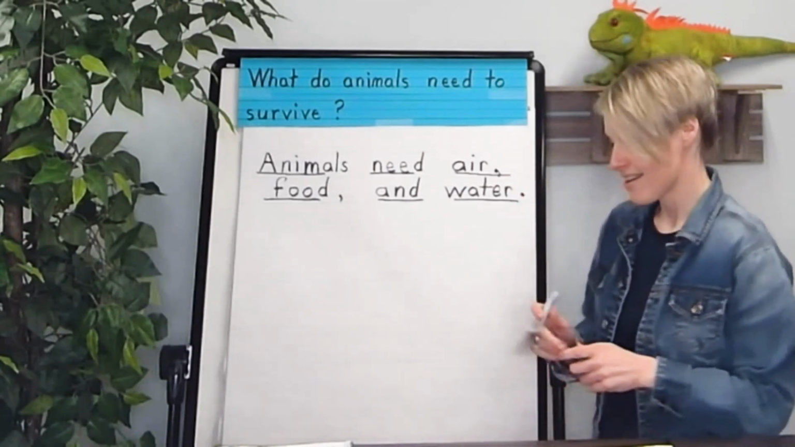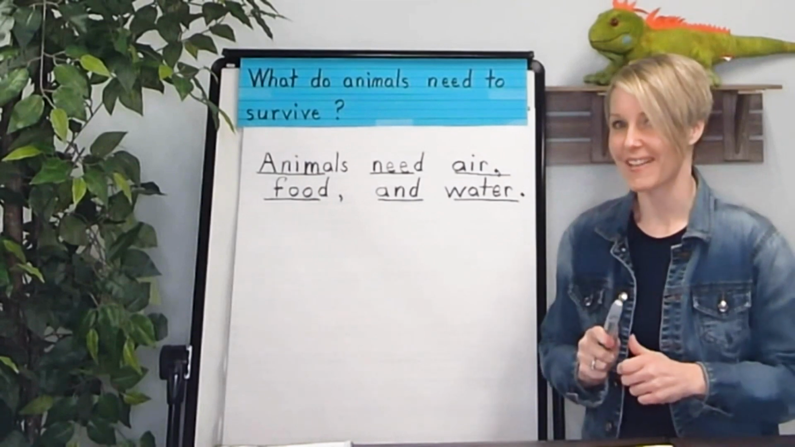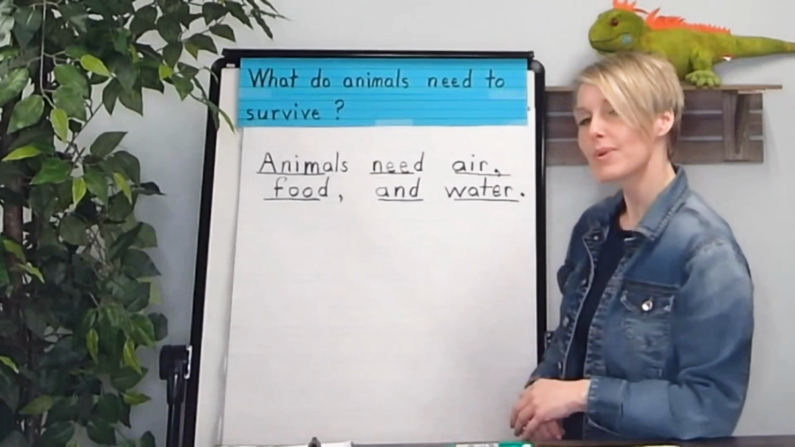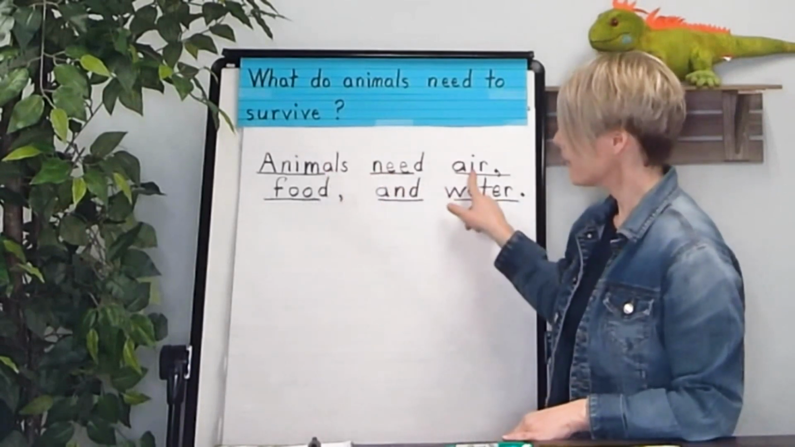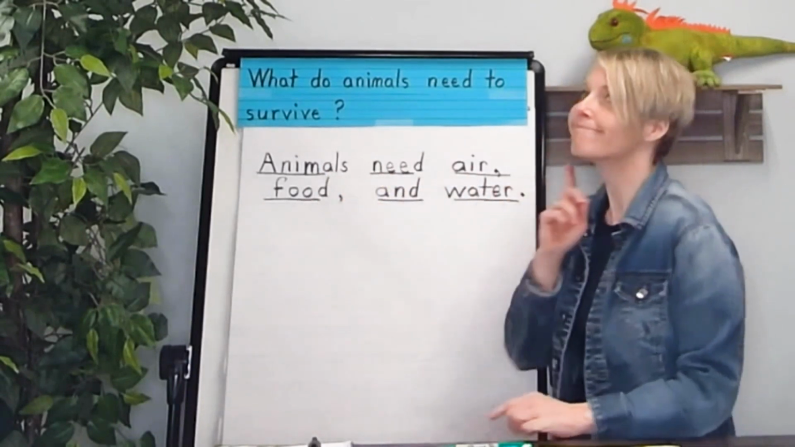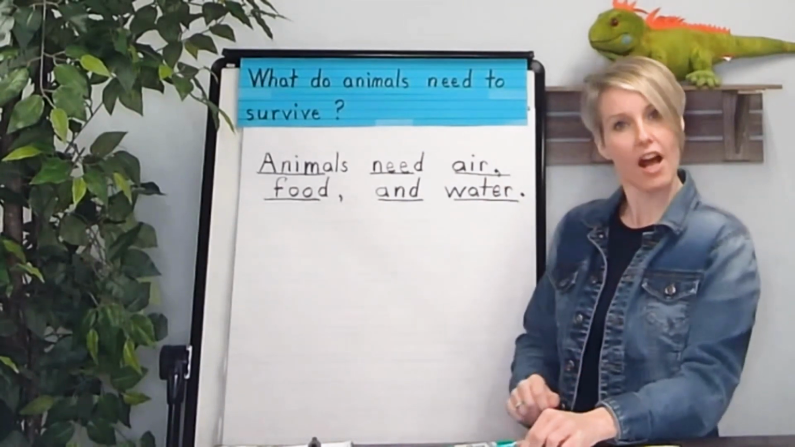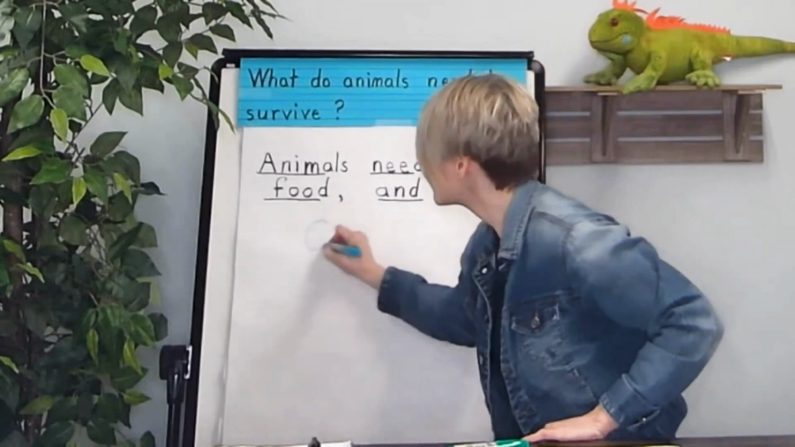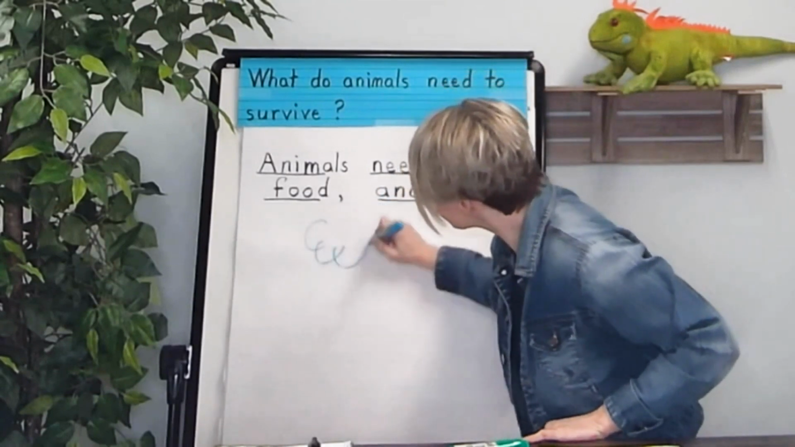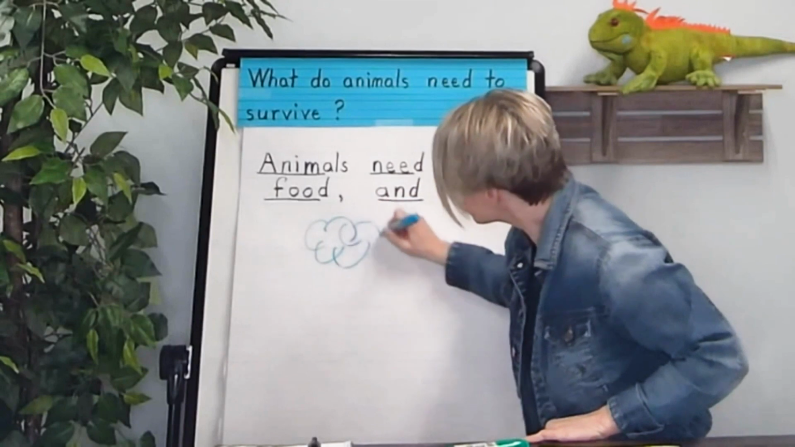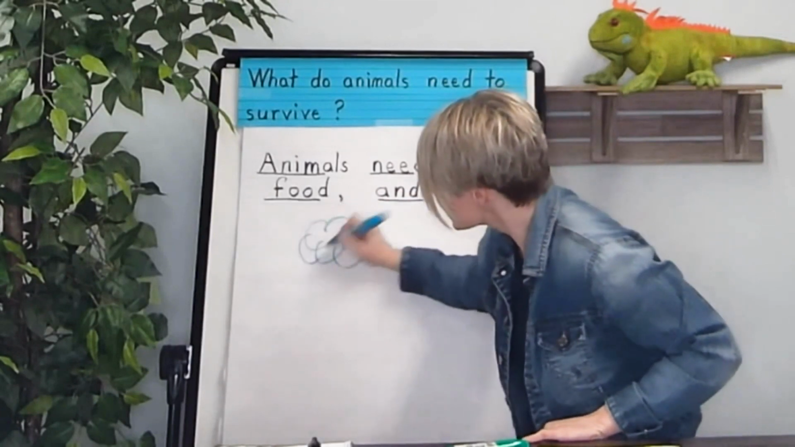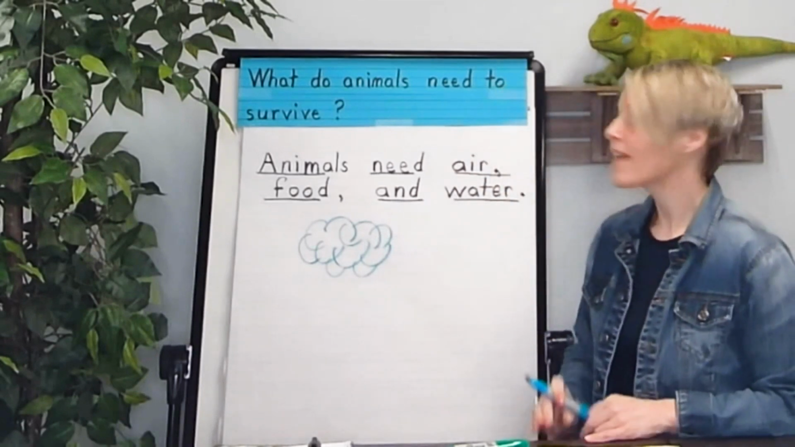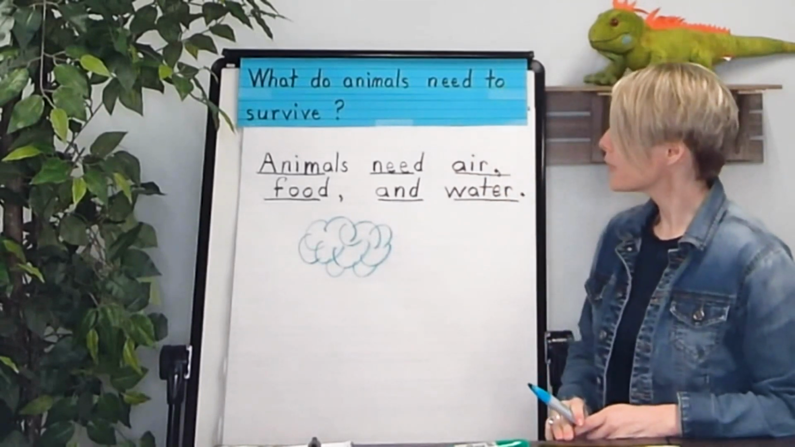Great job. Now we get to draw our picture. We need to make sure our picture matches our words. So let's read the sentence. Animals need air, food, and water. For air, I think I'll draw a cloud. I'm going to use blue for that. To make a cloud, I use lots of little C shapes. It makes my cloud look fluffy. There's my cloud.